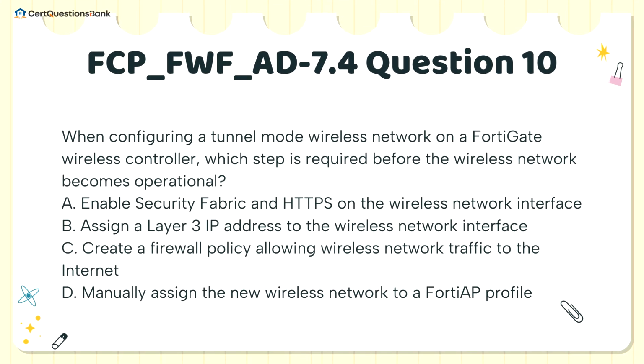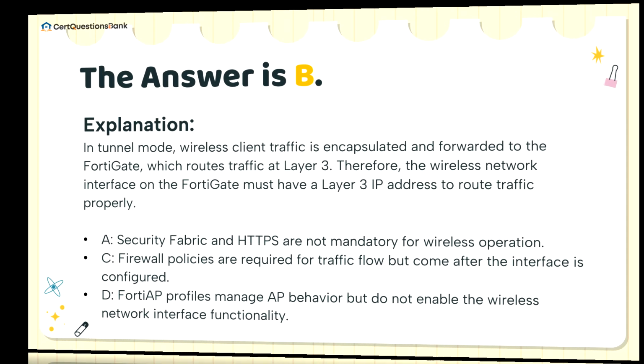When configuring a tunnel mode wireless network on a FortiGate wireless controller, which step is required before the wireless network becomes operational? A. Enable security fabric and HTTPS on the wireless network interface. B. Assign a Layer 3 IP address to the wireless network interface. C. Create a firewall policy allowing wireless network traffic to the Internet. D. Manually assign the new wireless network to a FortiAP profile. The answer is B.